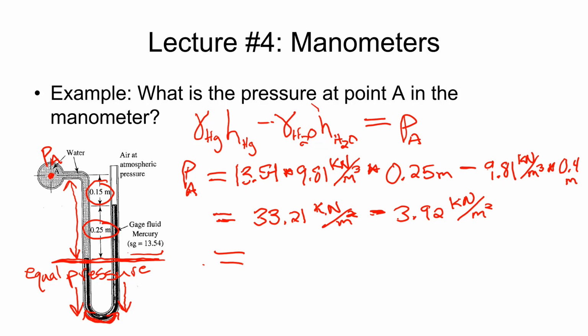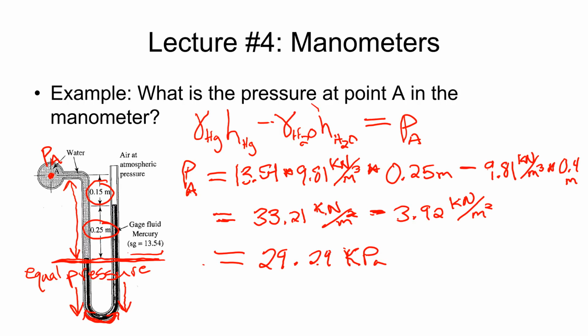So now if I solve, I should get that it's going to be 29.29 kilonewtons per meter squared, or what we more typically write out is kPa, or kilopascals. So 29.29 kPa would be our final answer, and that's going to be our pressure at A.